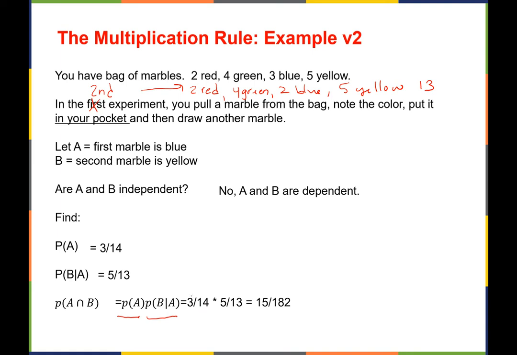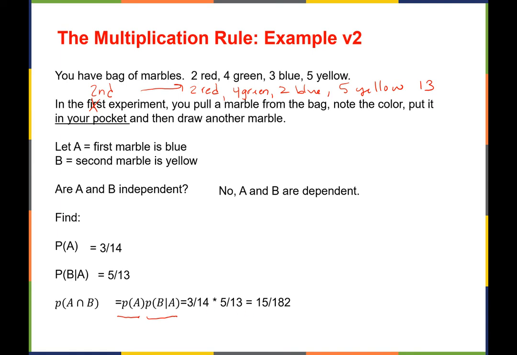We know the probability of A is 3 chances in 14. The probability of B given A is 5 chances in 13. And so the total probability is the multiplication of those two. 3 times 5 is 15. 14 times 13 is 182.